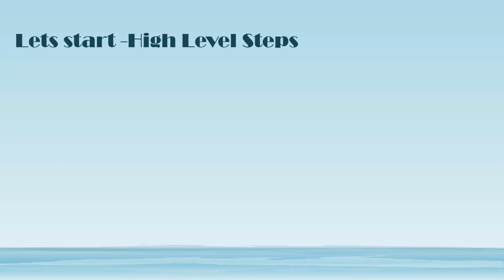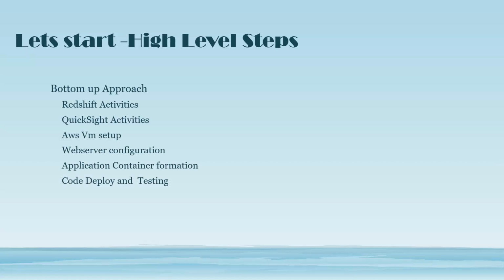And the high level steps would be taking a bottom-up approach, wherein first we will try to address the bottommost layer, which is Redshift, the storage layer. The kind of activities like tables, as well as how the data looks like, and then we go to the Quicksight and try to see a dashboard, a little bit of a raw dummy dashboard. And then comes when we try to integrate this with the VM.